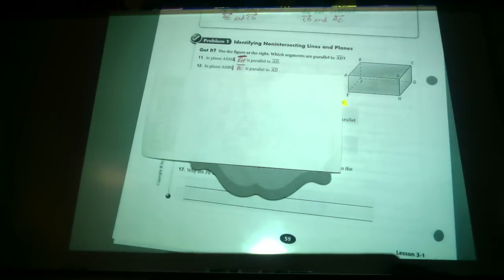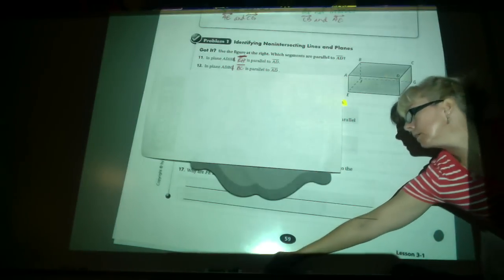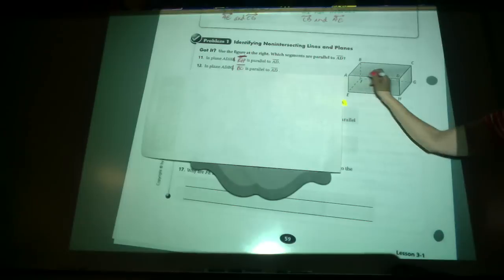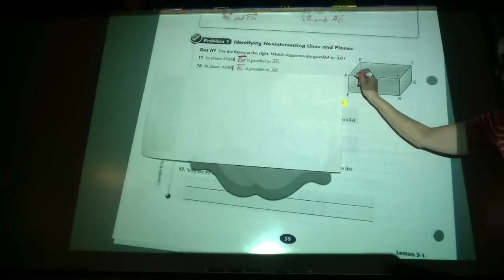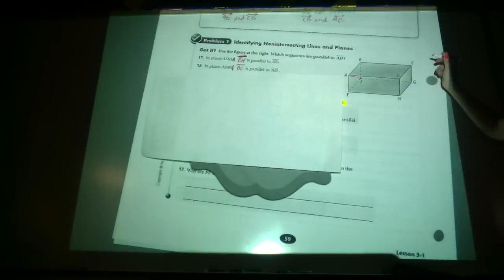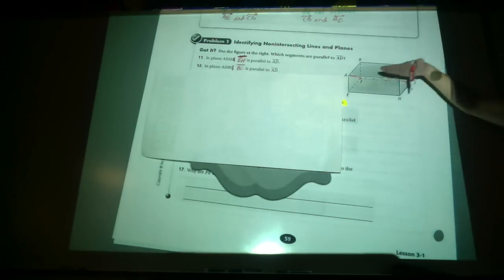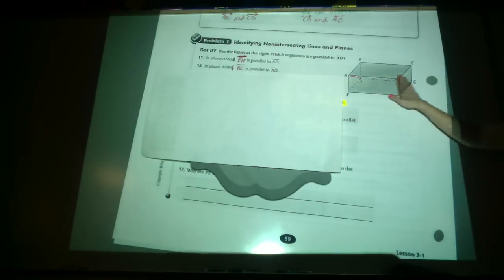And then 13, in plane ADG, so A, D, and G connects also with F. So if I make a line here and a line here, I now have this diagonal plane here and here. It goes diagonal through that box. So this time they're asking you what is parallel to AD. Yeah, FG. So here it is. FG are the ones that are directly opposite going diagonal. So FG is correct.